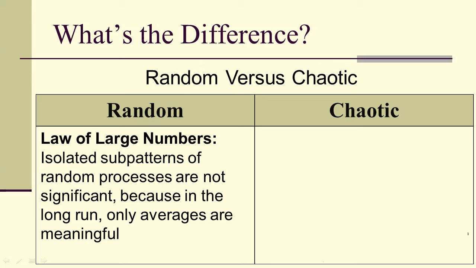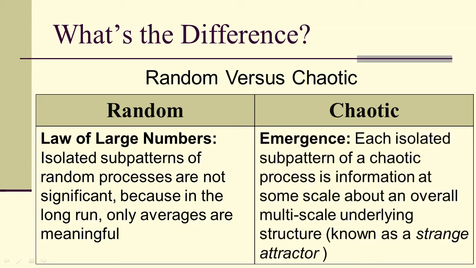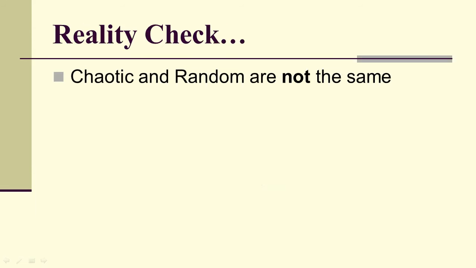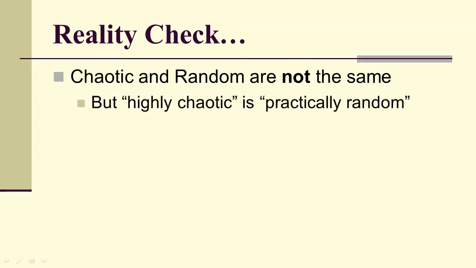The law of large numbers. We have isolated subpatterns of random processes are not significant because in the long run it's only the averages that are meaningful. But in chaos, each isolated subpattern is information at some scale about an overall multi-scale underlying structure, known as a strange attractor. So chaotic and random are not the same.